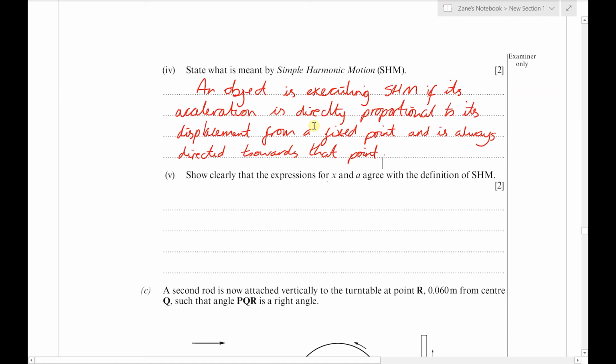For part 5, we've got to clearly show that the expressions for x and a agree with the definition of SHM. Well, the equation for x was a sine omega t, and the equation for the acceleration was minus omega squared a sine omega t. So looking at the right hand side here, a sine omega t is x. So what we've got here is basically that the acceleration is directly proportional to x, where omega squared is that constant of proportionality, and in the opposite direction. So that's all we're really looking for, is the idea that a is minus omega squared x.